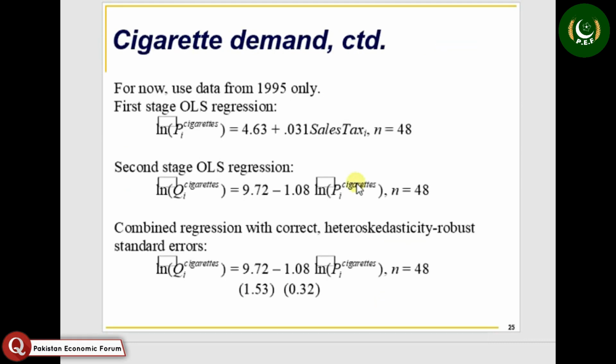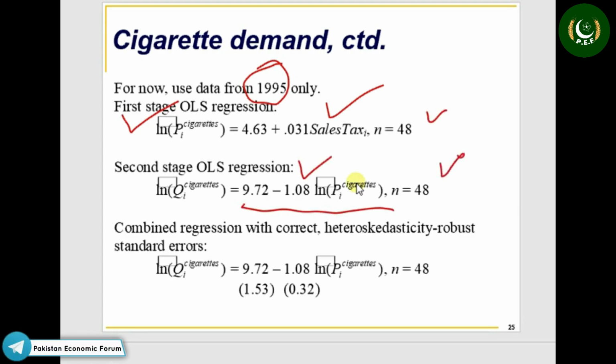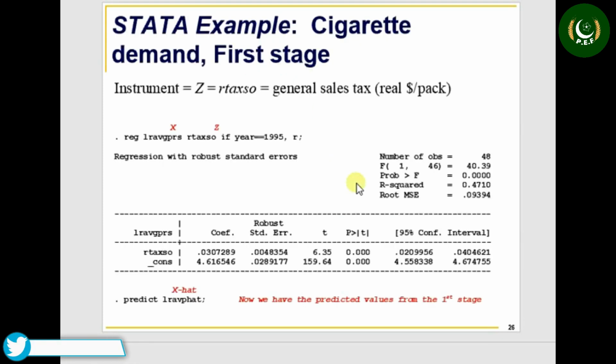So at the first stage, we'll regress cigarette prices on sales tax for 1995 data of US states. This is 7 or 8 years of data, but first of all we'll use only one year of data. At the second stage, you will have this result. The coefficient of minus 1.08 will remain the same whether you estimate the first and second stages separately or estimate it directly by two-stage least squares, but standard errors may change, sometimes by a small magnitude, sometimes by a large magnitude.